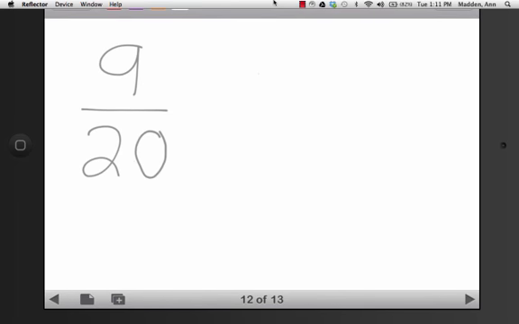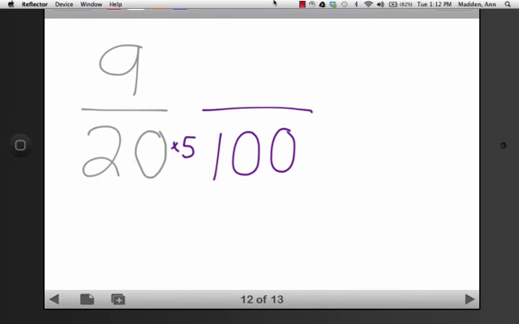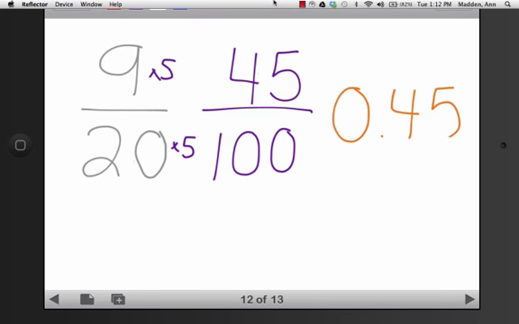9/20. What do I need to do? I first need to find an equivalent fraction with a 100 at the bottom. 20 times what is 100? 20, 40, 60, 80, 100. 20 times 5 is 100. So 9 times 5 is 45. Now I can write down my decimal. 45/100 would look like that.